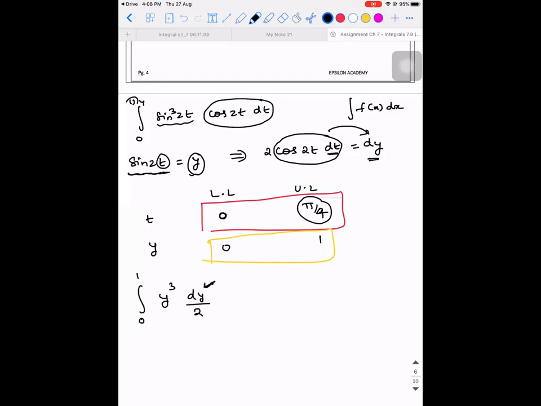Means when the value of t is 0, the corresponding value of y that you will get is also 0. Similarly, when the value of t is pi by 4, the corresponding upper limit of y is going to be 1. That is why I changed it. Now integrate this and you will get y power 4 divided by 8, since 4 and the 2 are multiplied. Now you can directly take the limit 0 to 1. If you substitute the upper limit, you will get 1 by 8 minus 0. Was that not the answer that we got? Yes, sir.